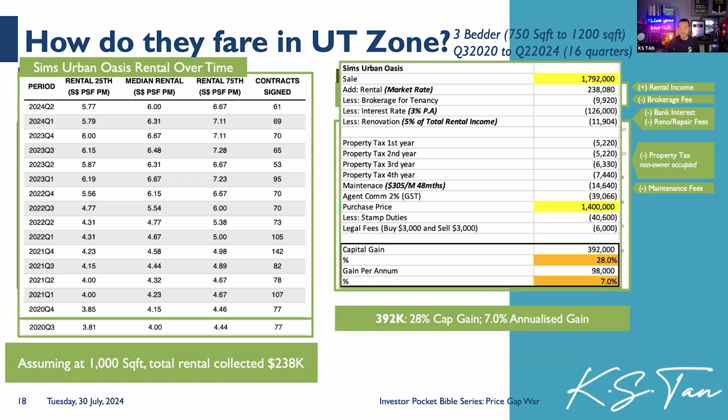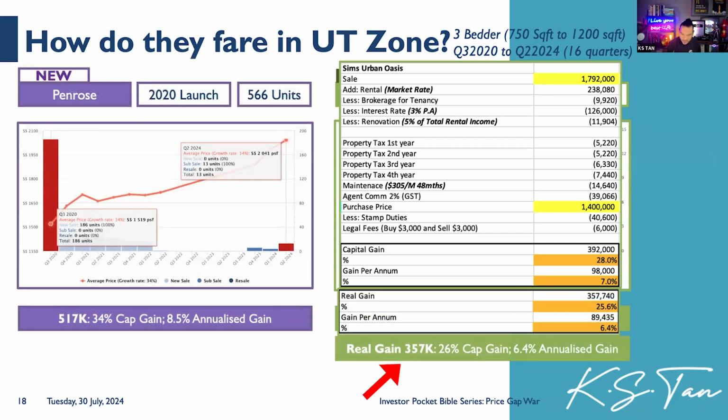There's also, you need to net off your bank interest, your renovation and repair, and for the renovation and repair, we actually use 5% of your total rental income as your renovation and repair fees. Okay, and this is if you were to list it out. We also need to net off your property tax for 4 years as well under the non-owner occupied rate, and also maintenance fee that you pay for the 4 years too. So given all these figures that you need to pay off as cost, you will then net off with around 357,000, and your net capital gain is actually 26% at a rate of 6.4% annualized gain. So this is your net figure.